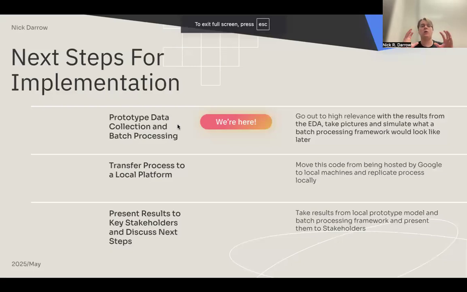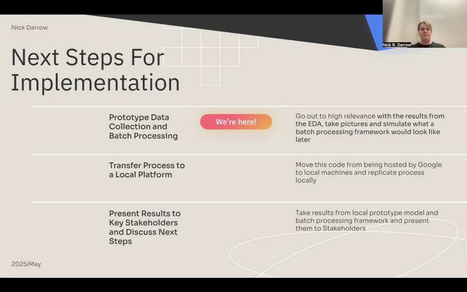So right now, we want to go out and take those pictures at those problem areas and prototype a batch processing framework where we can take a ton of images taken of litter across Norfolk and return a table of results with inference and a geocoded latitude and longitude measure of where that image was taken. Once we have that prototype batch processing, we can then transfer that process over to a local platform for security reasons. You don't really want to host something like this on Google Colab forever.